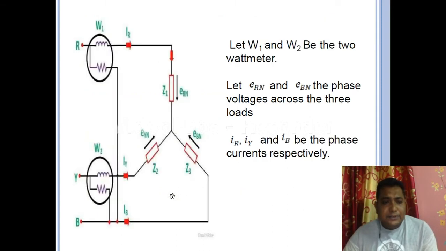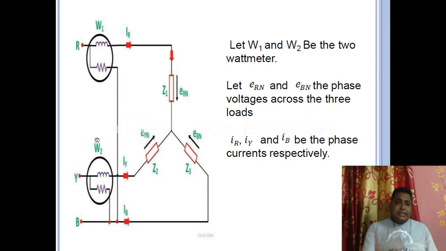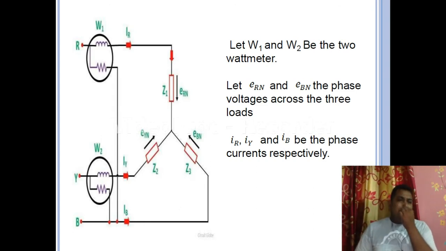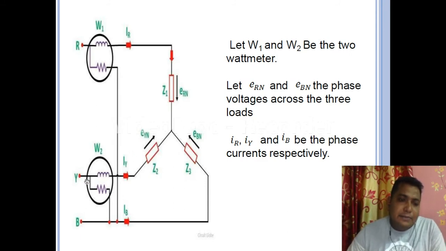So in this way, can we say that in case of W2, the current is IY flowing through the Y phase. And what is the voltage?